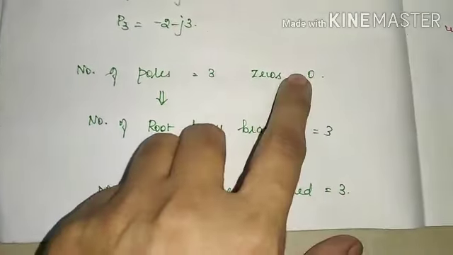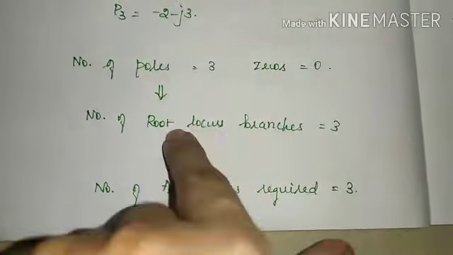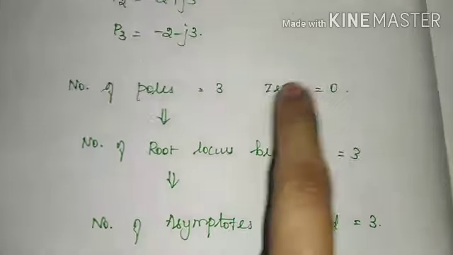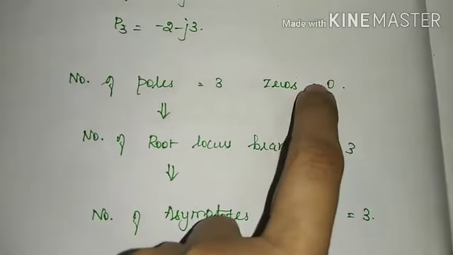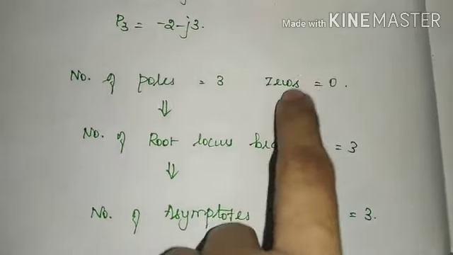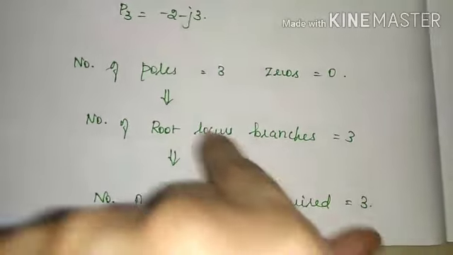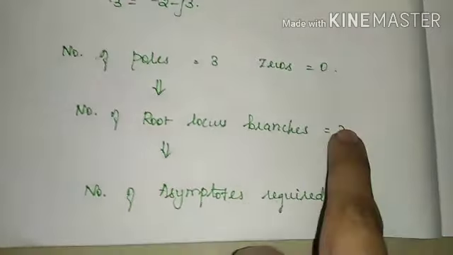But here there are no zeros. So, all root locus branches will end at infinity. If there is a zero, the branch will end at that zero point. But here there is no zero, so all these root locus branches will end at infinity.